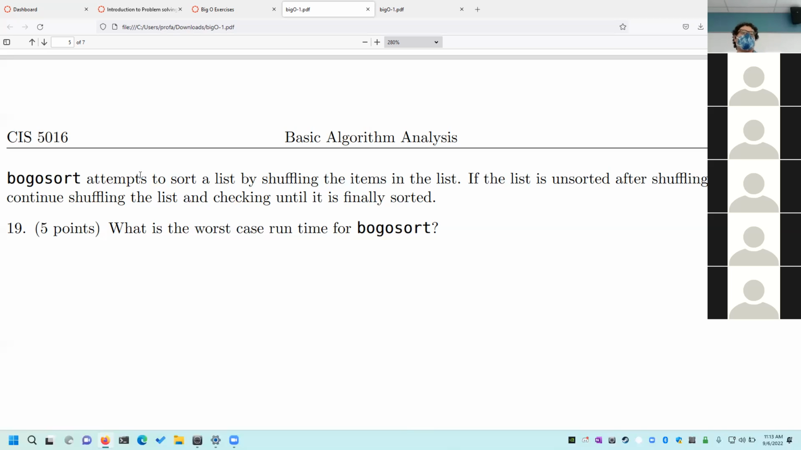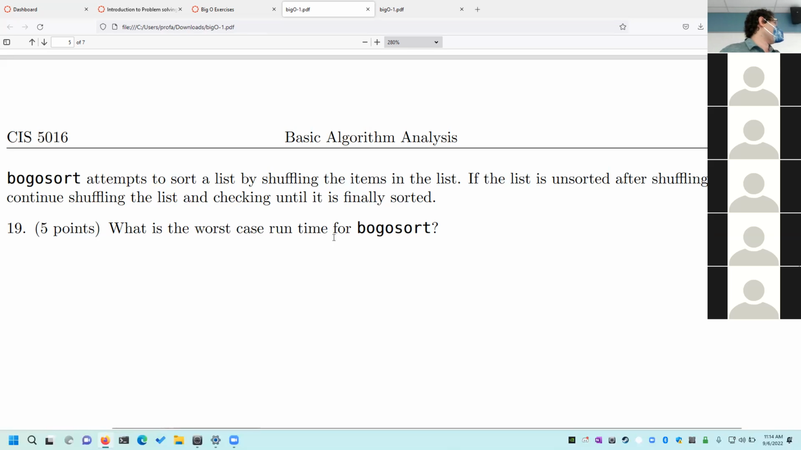BOGO sort is sorting by shuffling. Essentially, imagine trying to sort a deck of cards by throwing the deck of cards in the air, then picking up all the cards at random, and then checking to see if it's sorted. And then you repeat that until you actually end up with a sorted pile of cards. That's BOGO sort. Basically, we are just doing stuff at random until it works.